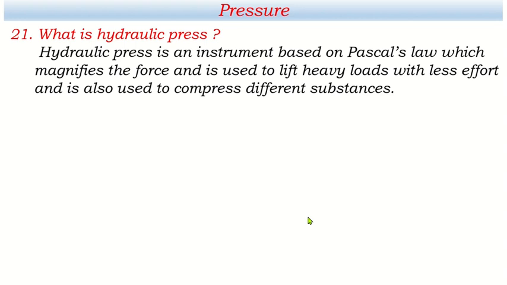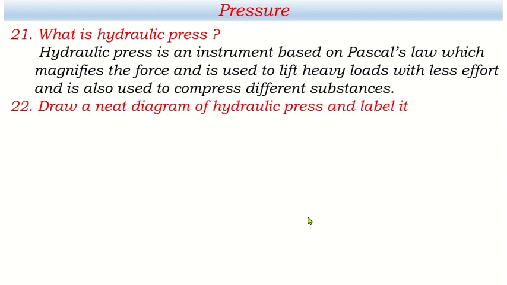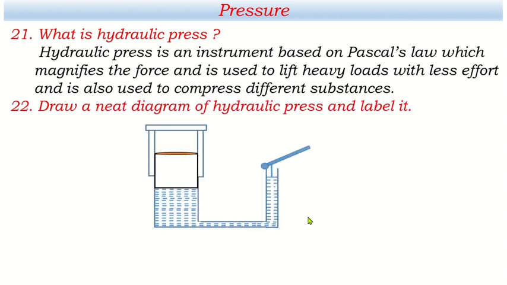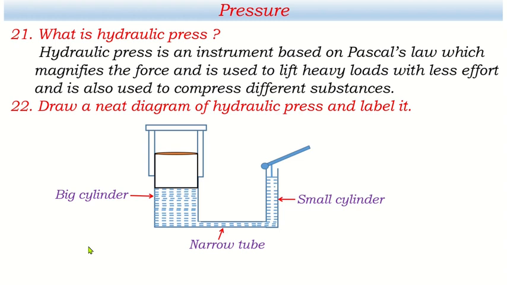Okay, if you are told to draw a diagram for it, then you can draw this diagram. I made a very simple diagram to make it very clear. Now let's label it. This is a small cylinder which is connected to a big cylinder here by means of a narrow tube, and it is filled with oil. A small piston is given at the mouth of this small cylinder, and at the mouth of the big cylinder there is a big piston.